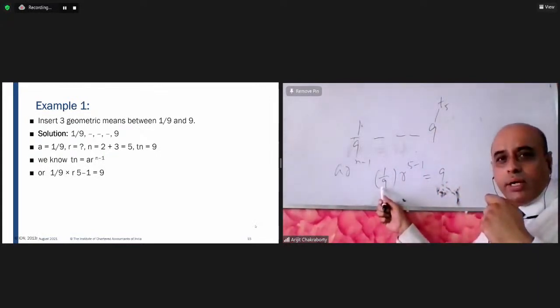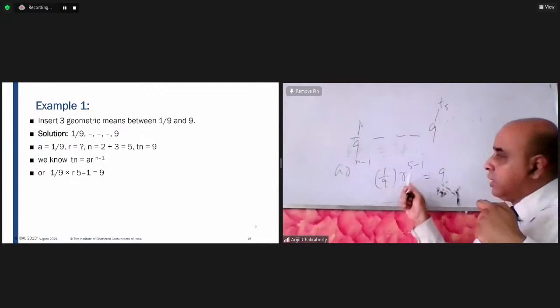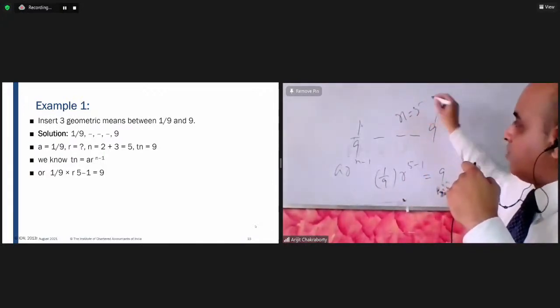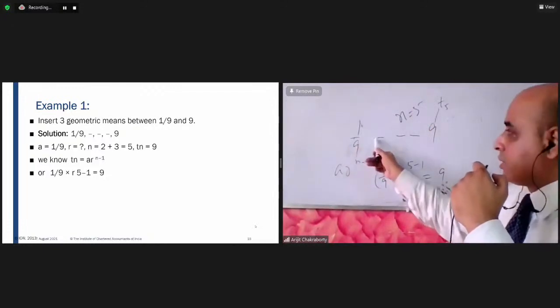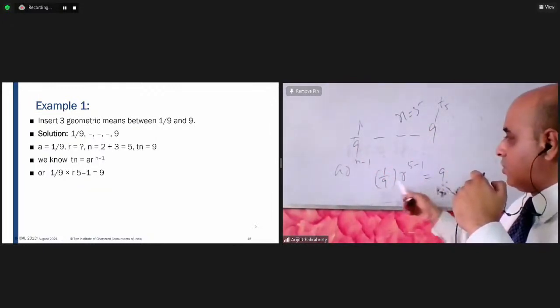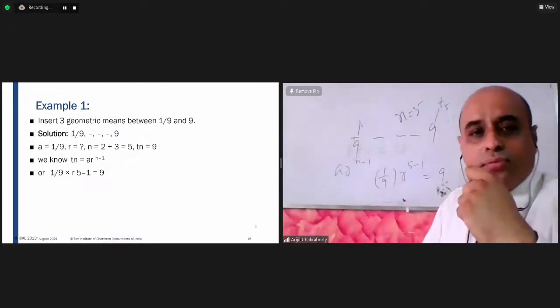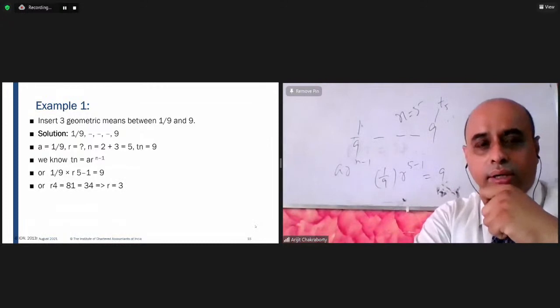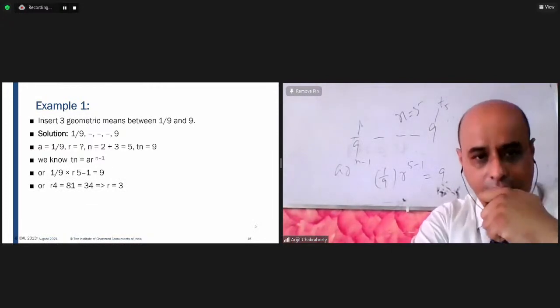First term is 1 by 9. Common ratio is r to the power 5 minus 1 because here n is equal to 5. First term, second term, third term, fourth term, and fifth term. So n is 5. So 1 by 9 into r to the power 5 minus 1 gives you 9. From there, if you find out, the value of r comes to 3.